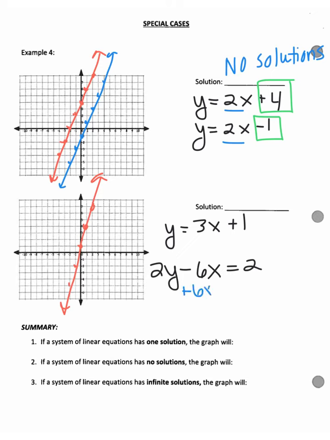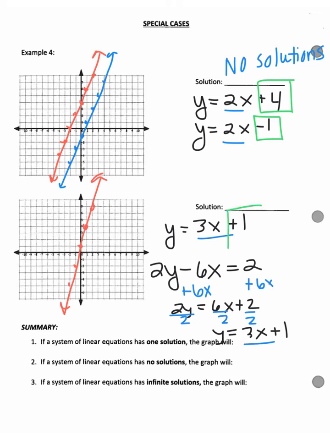So I need to move the term with x to the other side first, giving me 2y equals 6x plus 2. And then I'm going to divide by the coefficient of y, which is 2, leaving me with y equals 3x plus 1, which, again, if we think back to before, the coefficients of x are the same, and the constant is the same as well, meaning this is the same exact line. So if I were to go and graph it, the lines line up perfectly, telling me that they always intersect, so there will be infinite solutions for this system.